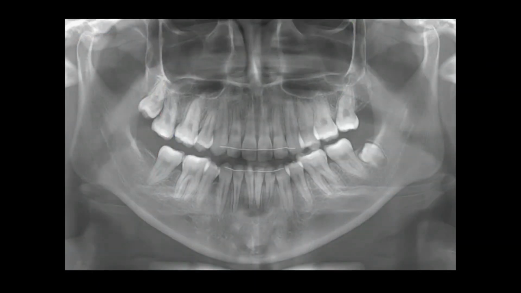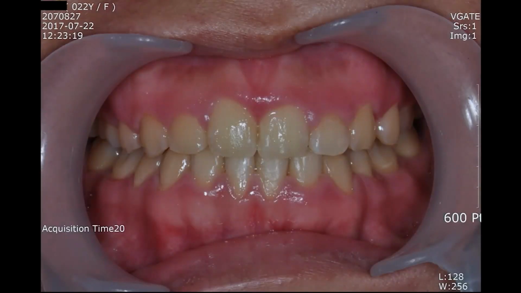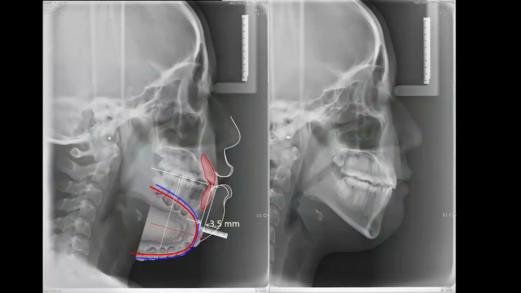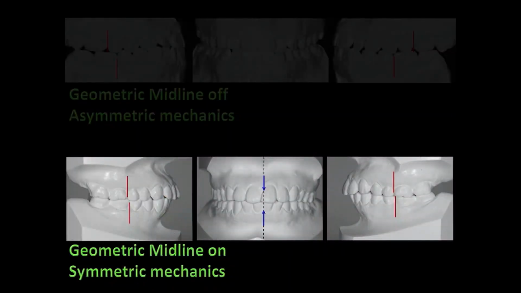After the space closure, before and after the treatment. Lip profile was improved by extraction as well. Let's take a look at a second case in which symmetric mechanics were used because geometric midline is on.